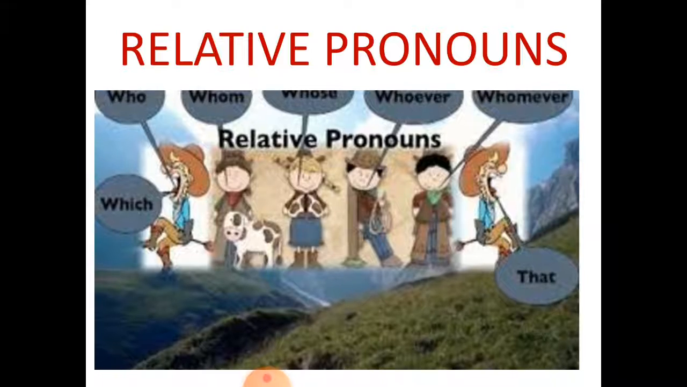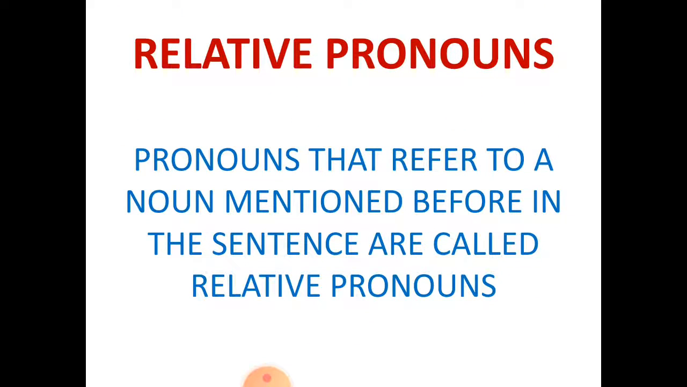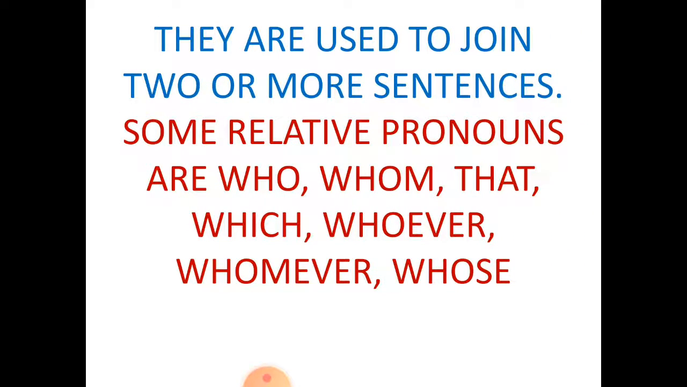What are relative pronouns? Now from the name itself we can understand that they relate. What do they relate? Let us see. Pronouns that refer to a noun mentioned before in the sentence are called relative pronouns. They refer to a noun. Now they don't describe a noun, they refer to a noun. They are used to join two or more sentences.